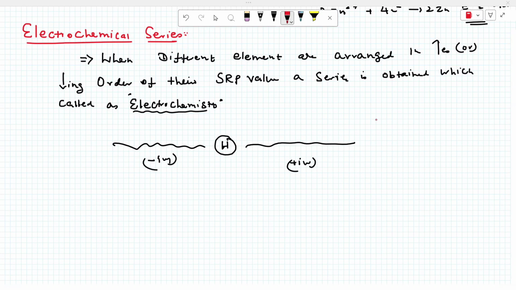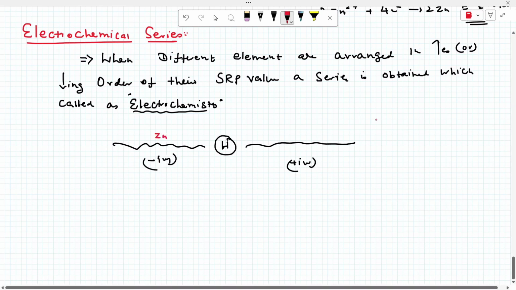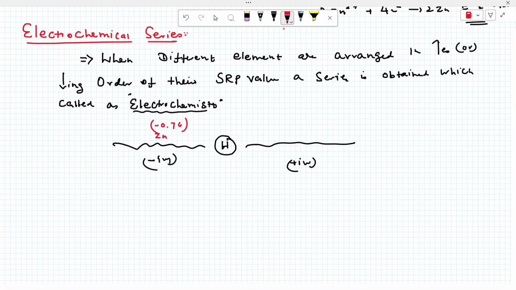Listen. If I take zinc, its value is minus 0.76 volt. If I take these two couples, zinc and hydrogen, hydrogen can act as the cathode, and zinc will act as the anode. More negative SRP undergoes oxidation. Zinc undergoes oxidation, so zinc is the anode and hydrogen is the cathode.